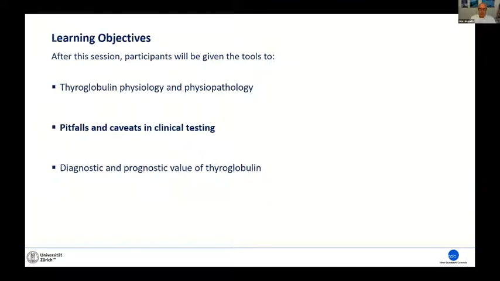It is very important to know, even at the clinical level, the thyroglobulin assay that is employed in your laboratory and your hospitals, and also the different pitfalls and caveats that may affect thyroglobulin measurement and the levels of thyroglobulin that are rendered by your laboratory.